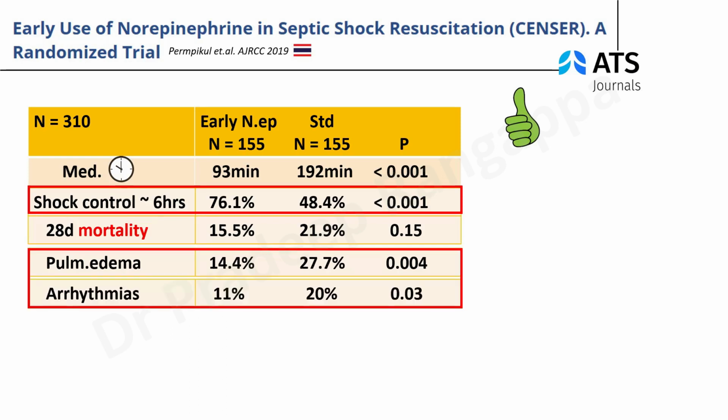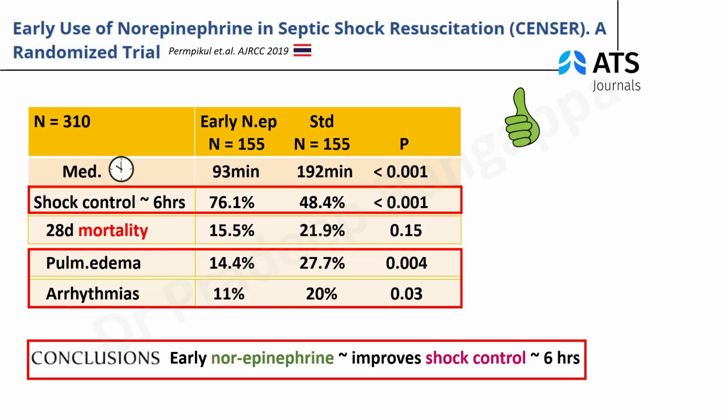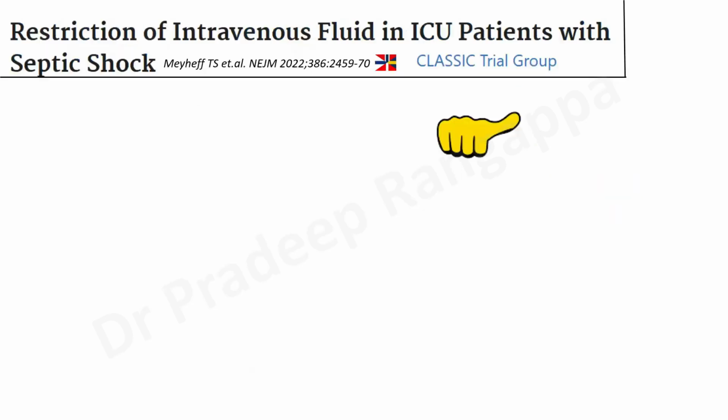Pulmonary edema was less in patients where early norepinephrine was used, and arrhythmias were less. So we then moved to, rather than using more and more fluids, starting early norepinephrine concurrently, which improves shock better in 6 hours, as was shown in this study.